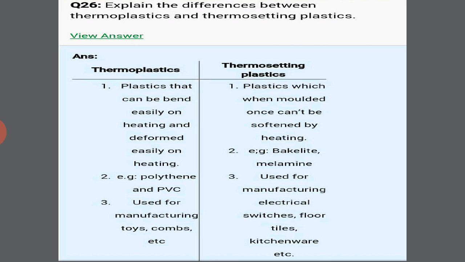Got it? So let's move to the next question for discussion further. We can discuss something more in this question also. Thermoplastic means they can be settled down again and again. They can be given the desired shape on heating again and again. But the reverse is the case with thermosetting plastic. They can be given a desired shape only one time. Otherwise, they cannot be given any shape. Next question.